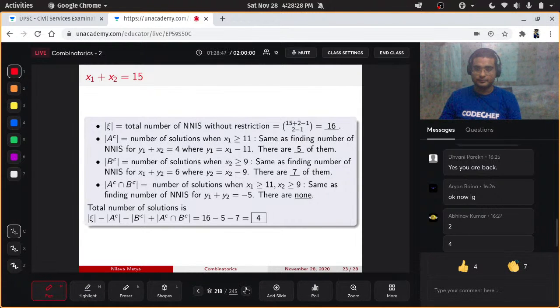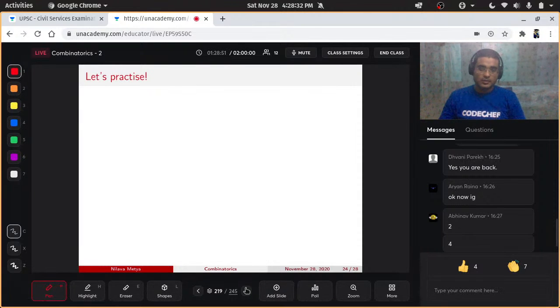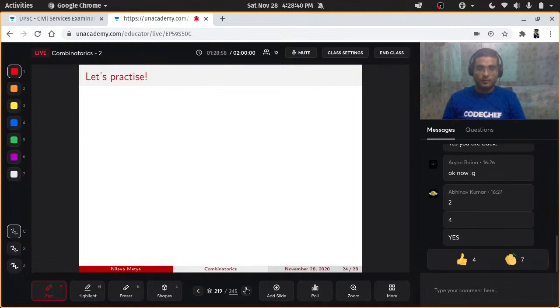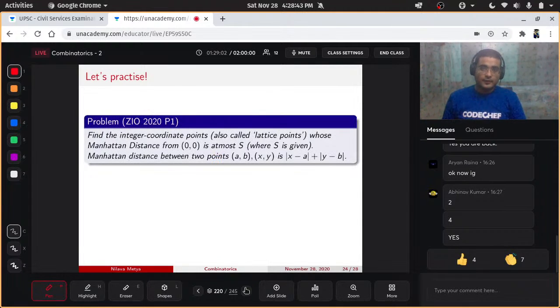Okay, let's move on. So we will end today's session with a practice problem from ZIO 2020. Problem 1. When I say find the integer coordinate, I mean find the number of integer coordinate points, points a comma b where both a and b are integers, whose Manhattan distance from 0 comma 0 is at most s, and s will be supplied to you. S is an integer.